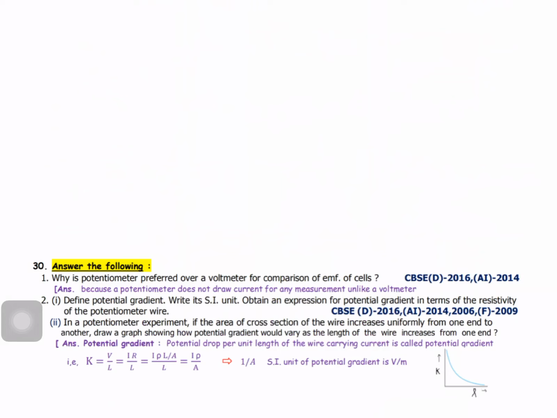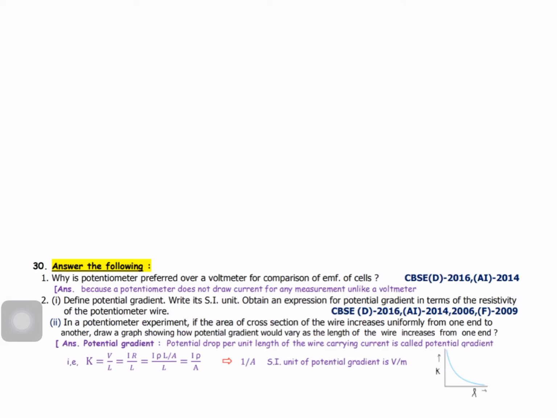you can also draw the graph showing how potential gradient varies. See the graph: K is taken on the y-axis, L on the x-axis. So the graph shows a decreasing curve towards L. That means the potential gradient goes on decreasing. If length increases, potential gradient decreases.